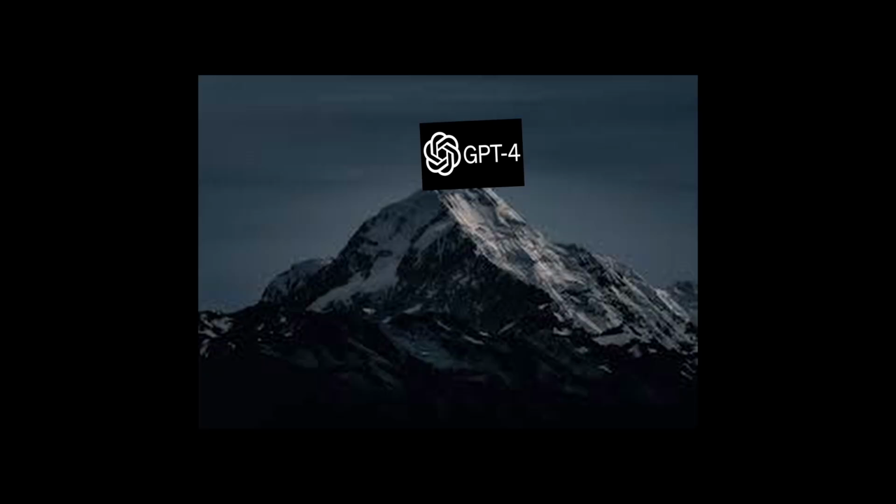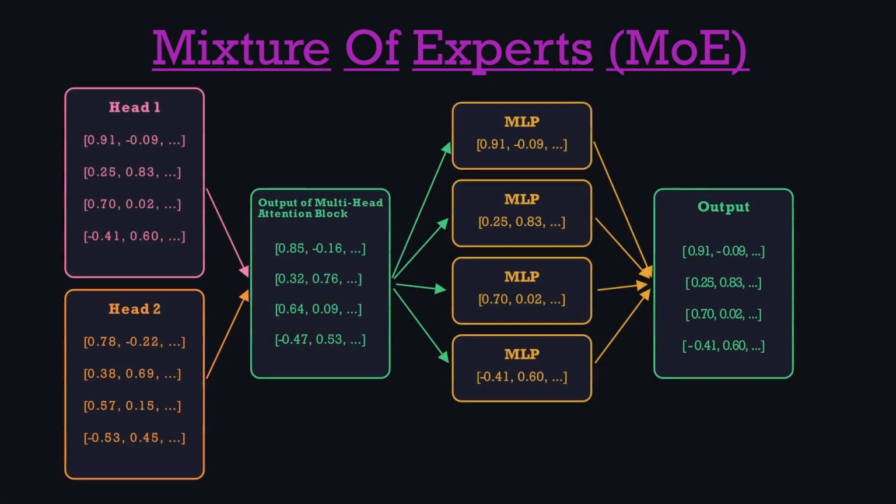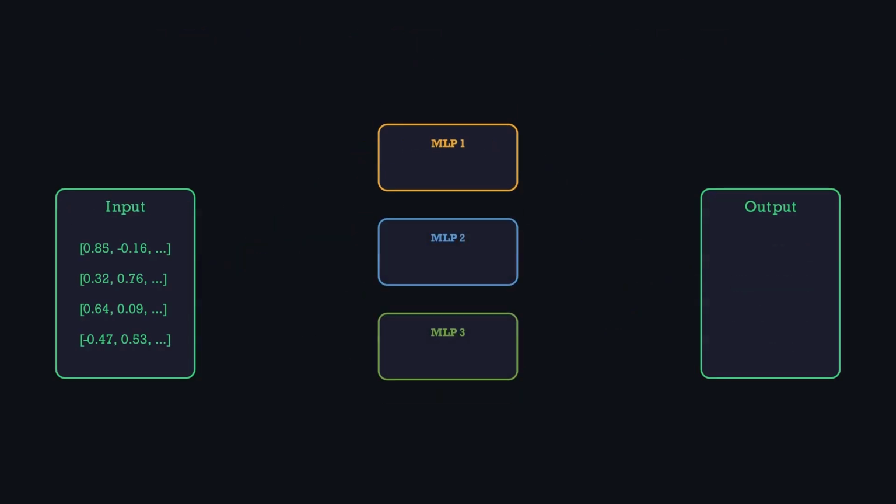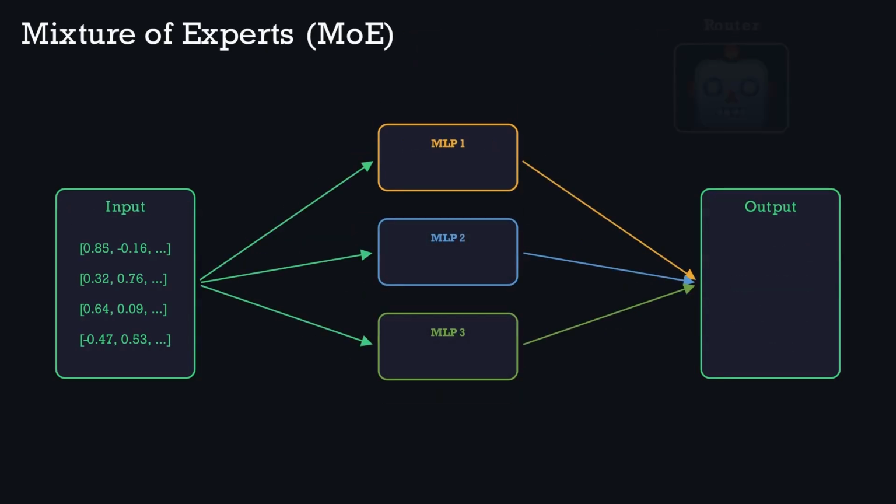Now, I won't cover everything they did for GPT-4 in this video, but I will cover one thing: the mixture of experts. So remember how after a multi-head attention block, we sent our data to an MLP layer? Well, the problem with that is every token gets sent to the same MLP every single time, which is kind of wasteful. MOE basically asserts, what if instead of one big MLP, we had a bunch of smaller MLPs, and for each token, we only activate a couple of them? That's the core idea behind mixture of experts.